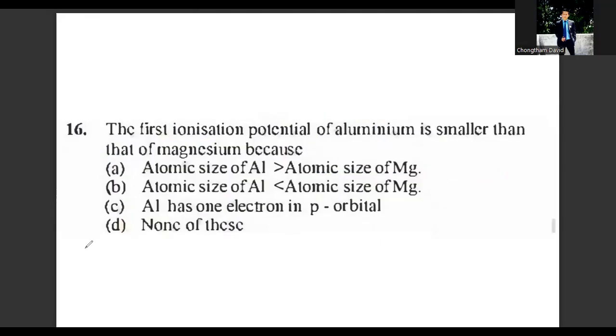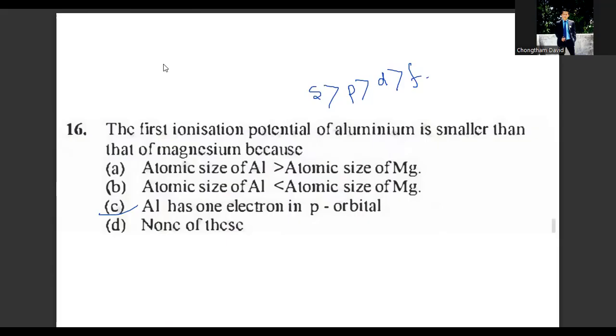Let's read question number 16. The first ionization potential of aluminum is smaller than magnesium because aluminum has 3s2 3p1 and magnesium has a 3s2 configuration. Lower energy is required to remove the 3p1 electron than the 3s electron. So the penetrating effect sequencing is s, p, d, and f. And secondly, magnesium has a more stable electronic configuration than aluminum. So C would be the answer for question 16.